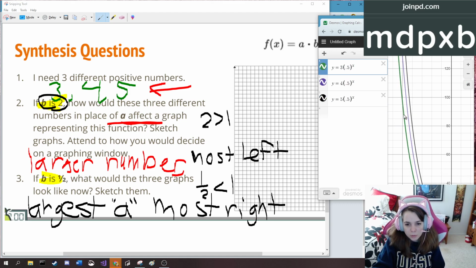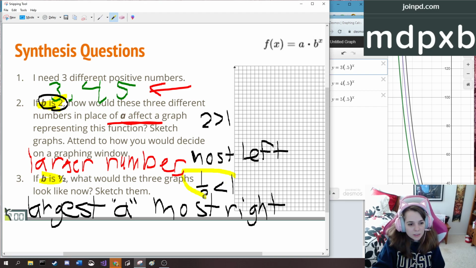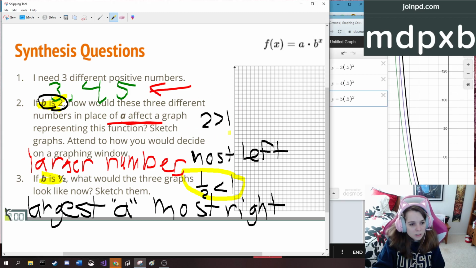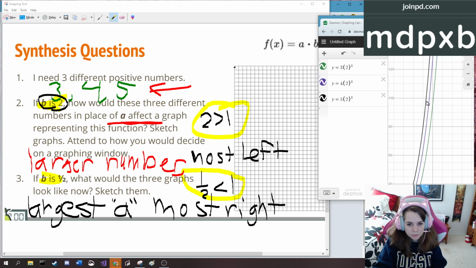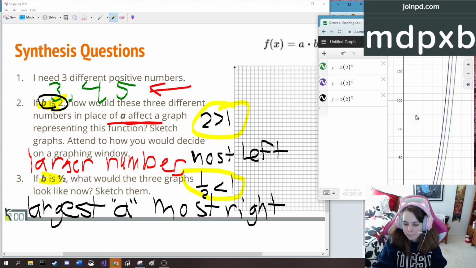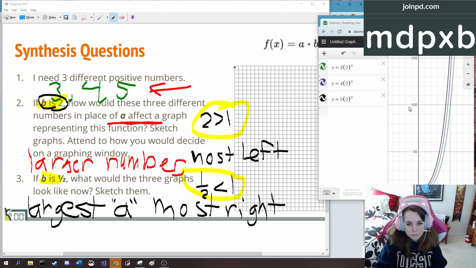Okay, so when our rate of change is less than 1, the largest starting value is going to make our graph most to the right. When the rate of change is greater than 1, our starting value is going to be our largest number, our 5. Our black line here is going to be the most to the left, as we see here.